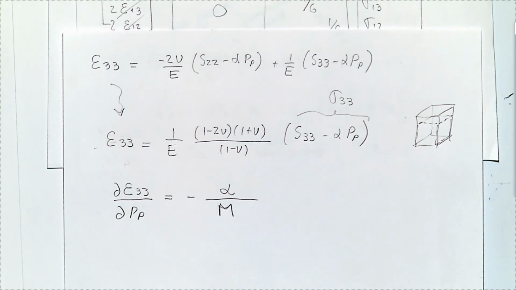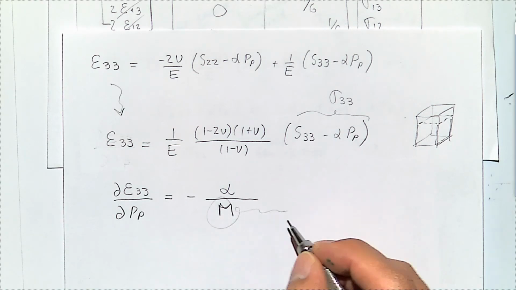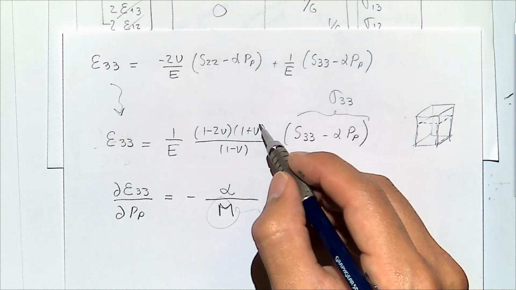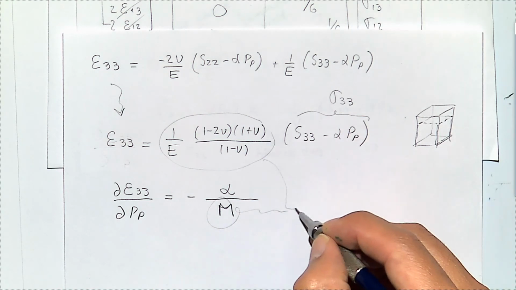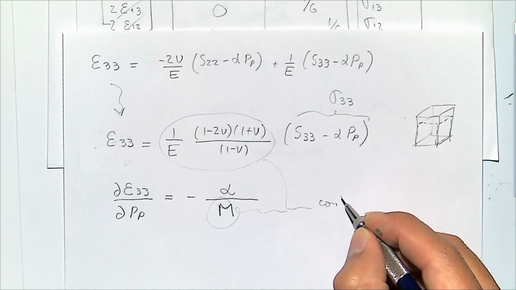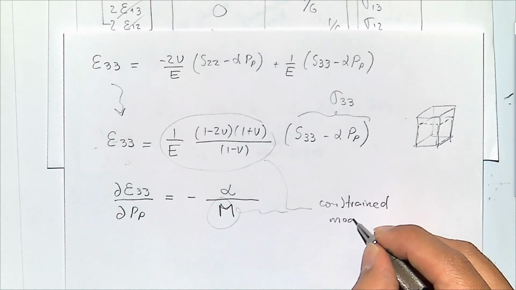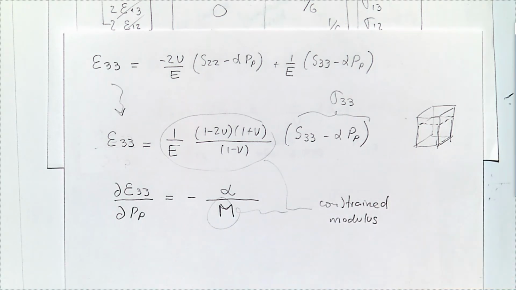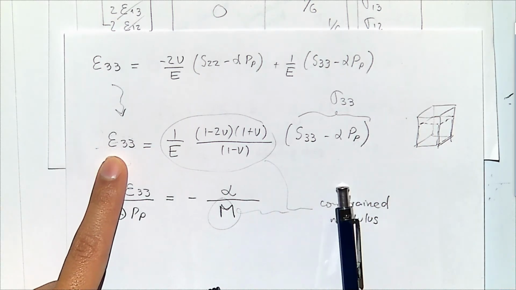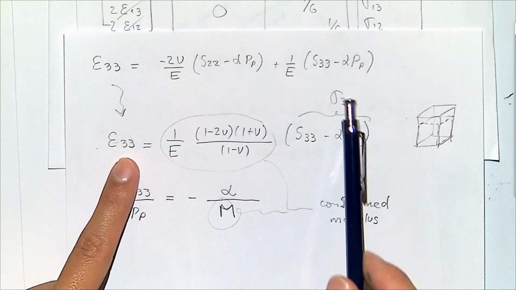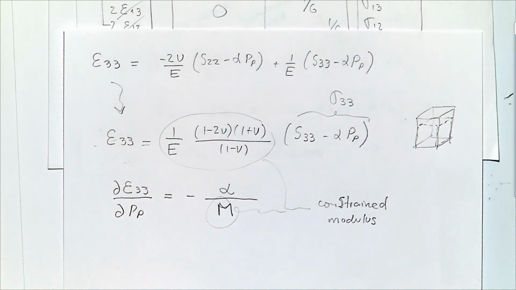Can you repeat that, please? Yeah, this whole thing is the constrained modulus. And it's a relationship between vertical strain and vertical effective stress for a 1D strain condition.